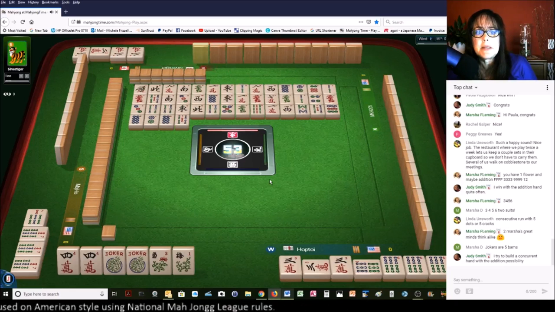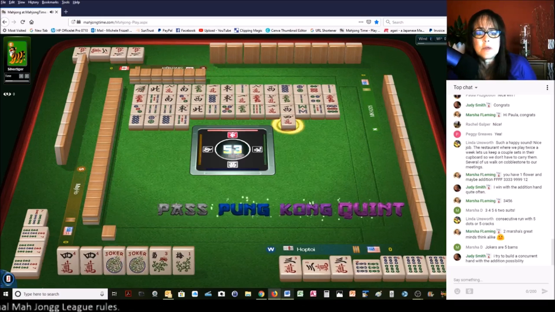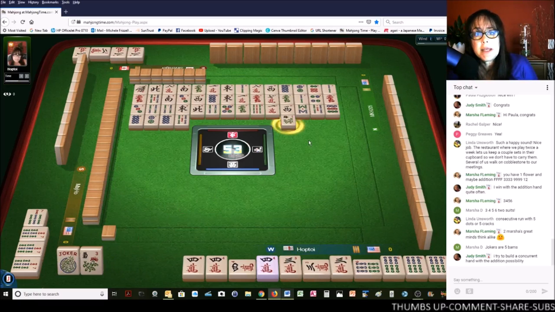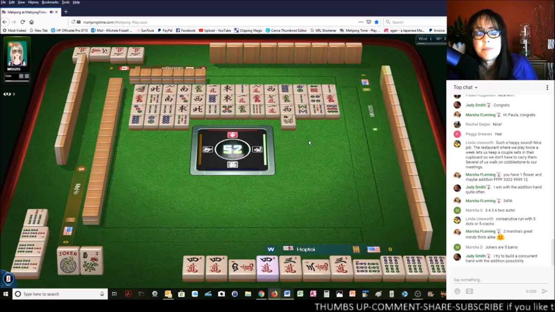5 bamboos. If that made anybody cringe, there goes my other 5 right there. We're going to Kong it. Oh no. Oh, I just hit the wrong button. I was supposed to hit Pung, not Kong. When you play at Mahjong time, click the right button. Let's see if anybody calls me dead, because my hand is dead.